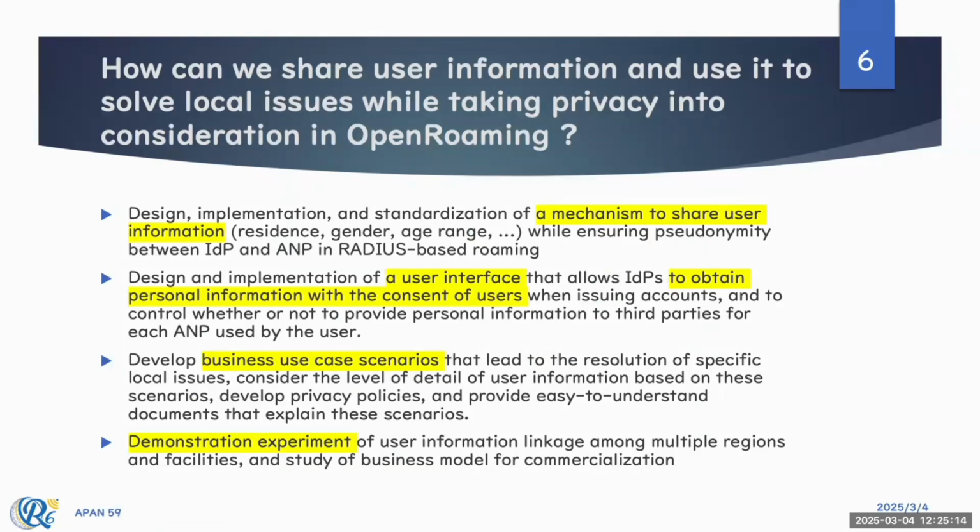So now we are considering the problem: how can we share user information and use it to solve local issues while taking privacy into consideration in OpenRoaming? So we will design, implement, and standardize a mechanism to share information such as residence, gender, age range, and so on, while ensuring pseudonymity between identity providers and access network providers in RADIUS-based roaming.